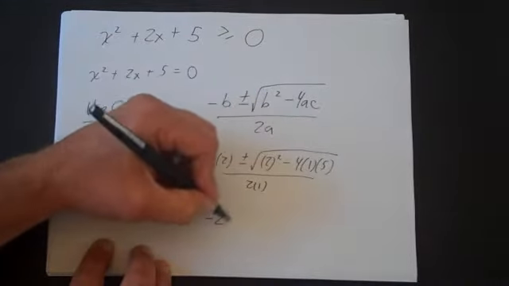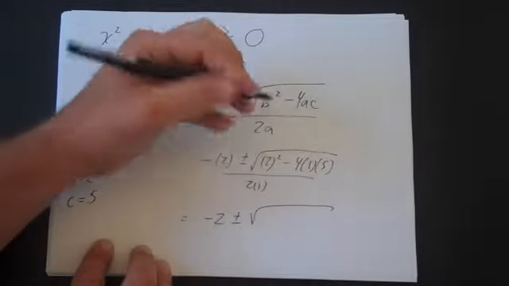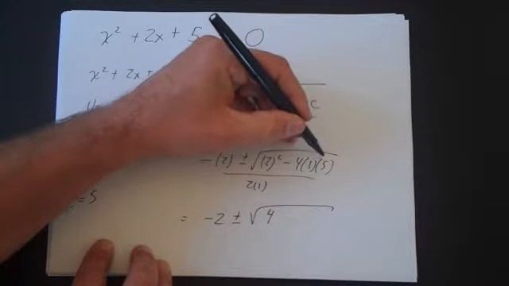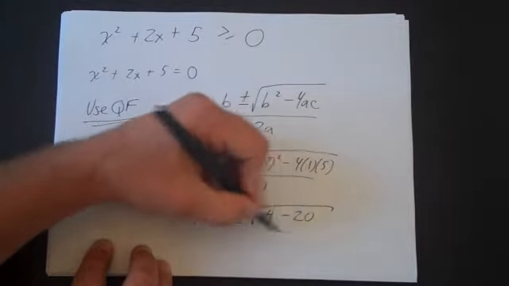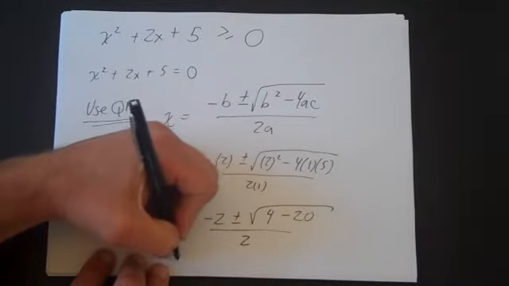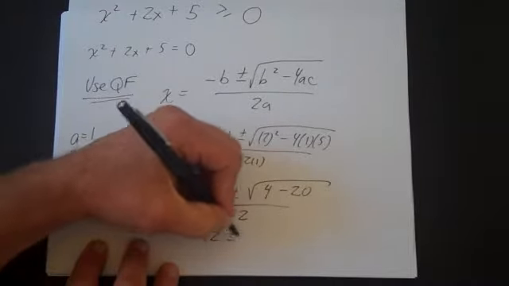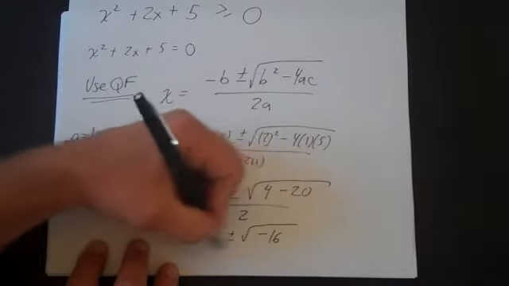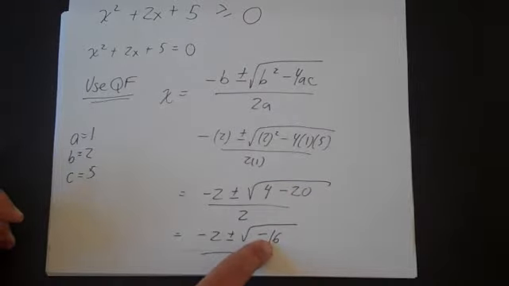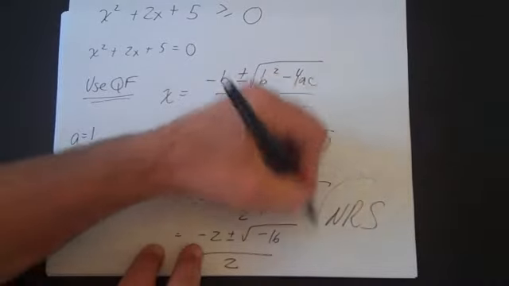That's minus 2 plus or minus square root. Be real careful underneath the square root. That's where people make mistakes. That's 4, and then 4 times 1 times 5 is 20. So that's 4 minus 20 over 2. That's going to be minus 2 plus or minus square root of minus 16 over 2. Now this is a negative square root. Since I'm solving for x-intercepts, I already know there's no real solution, so there's no critical values.